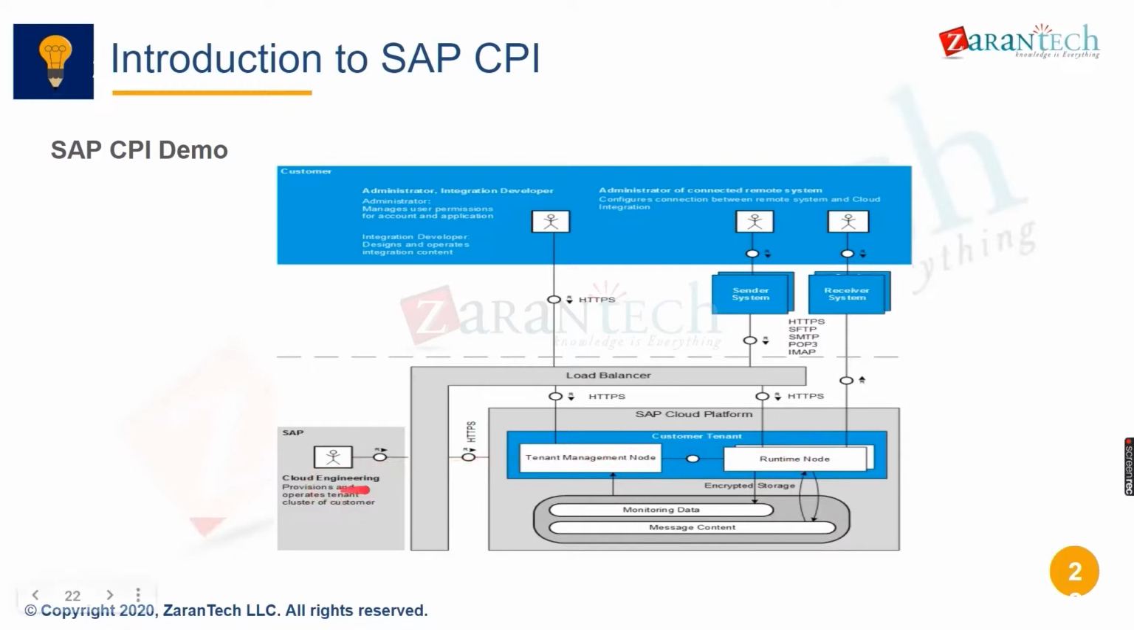The user can access only the status on the dashboard: what is the message status and how many messages have failed, everything. The developer can see only the message status. The main difference between the tenant management node and the runtime node is that you can change or modify anything on the tenant management node, because you are a developer. But in the runtime node, you will not do any modifications. You only check the dashboard to see whether the message is in completed status or not. Other than that, you will not do any operation. Once the execution is completed, it is sent to the receiver system.